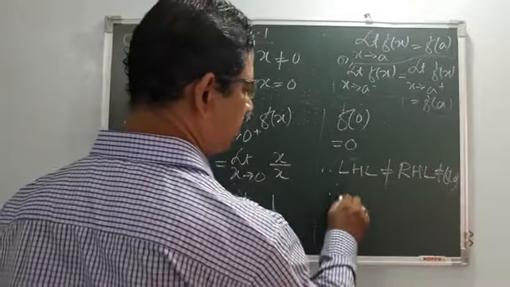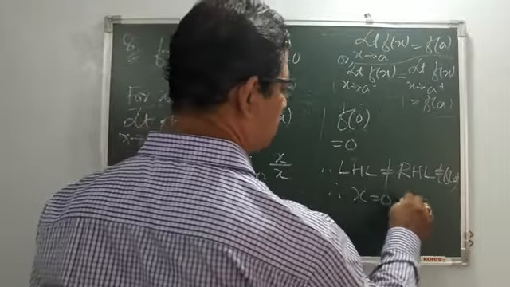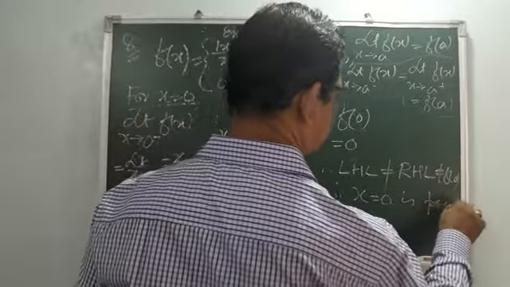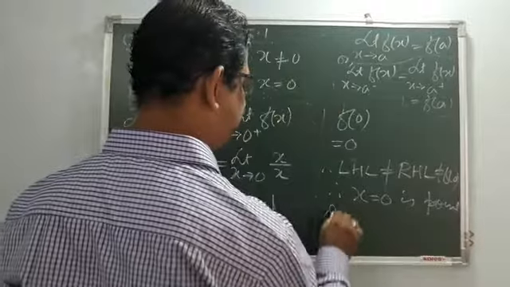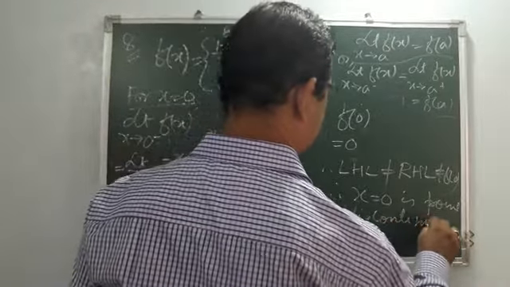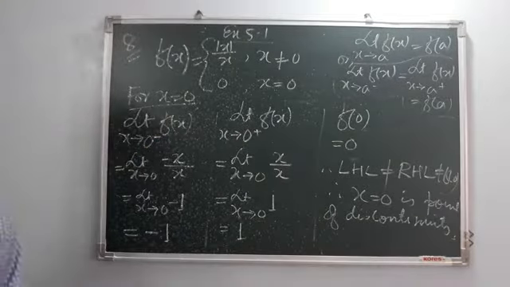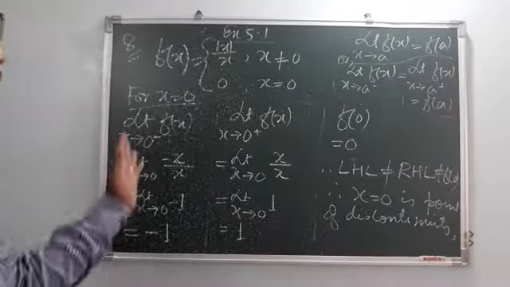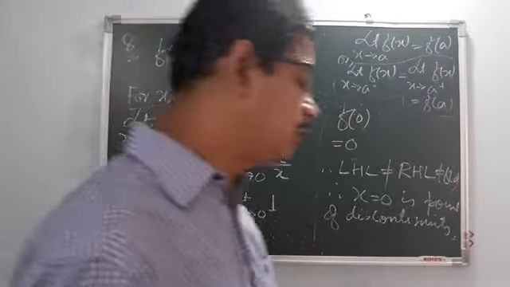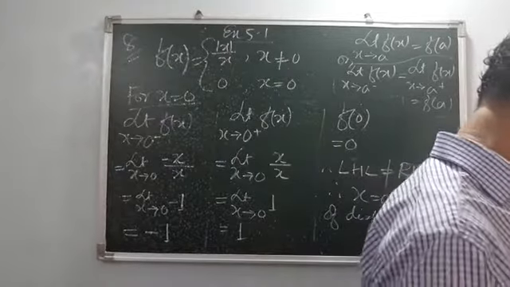So what is the point of discontinuity? Therefore x equals 0 is the point of discontinuity. So this is our point of discontinuity we are getting, and yes, this is the answer. So with that we end our question number 8. Here the point of discontinuity is of course at the breakpoint x equals 0.